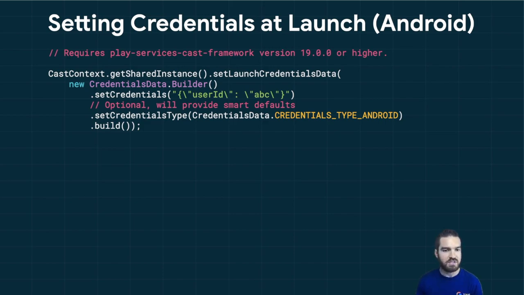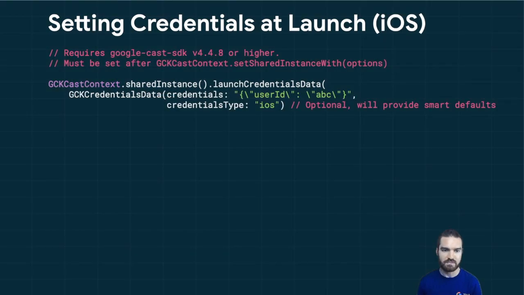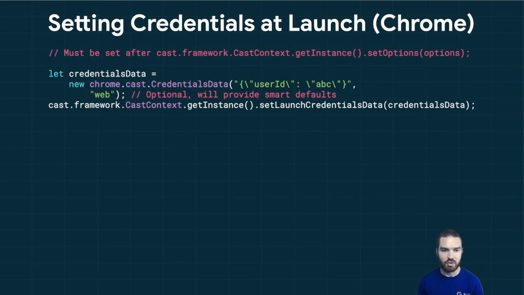Let's take a look at how to set those credentials on the senders. On Android, this is done by setting the launch credentials data on your CastContext. It includes the credentials as well as the credentials type, which defaults to the current platform. This can be customized to any value, which can come in handy if the credentials are coming from a different source. iOS has the same ability to set the launch credentials, but must be set after the options are set on the context. On the Chrome sender, you can provide the launch credentials data for the CastContext after the options are set.